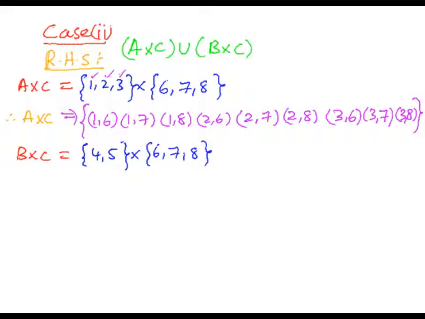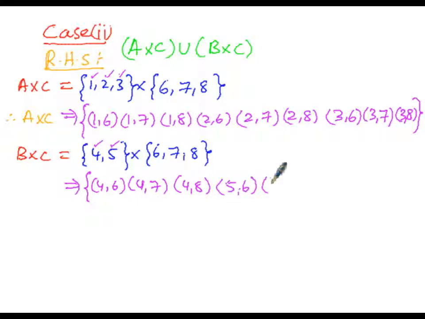Then now the next logical step will be of, so that implies with 4, 6 will be the first ordered pair, 4, 7, 4, 8 the next ordered pairs. Then now with 5, 6, 5, 7, 5, 8 will be the last 3 ordered pairs of the Cartesian product, that is B cross C. Then now with 4, 6, 4, 7, 4, 8 with 5, 6, 5, 7, 5, 8.